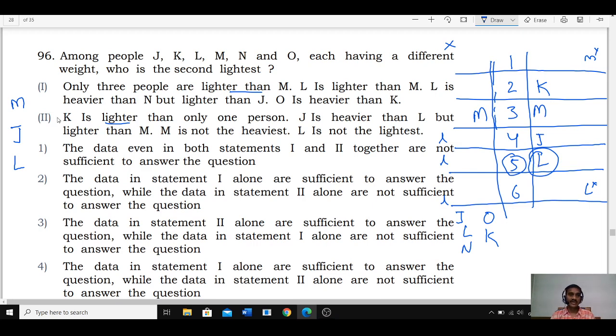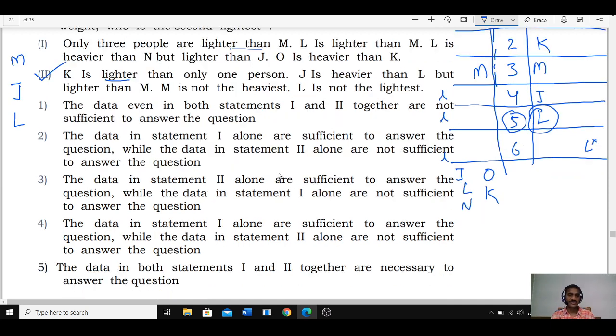How did we get the answer? Only by using the information given in condition number 2. Hence only 2 alone is sufficient. Only 2 alone is sufficient, that is choice 3.